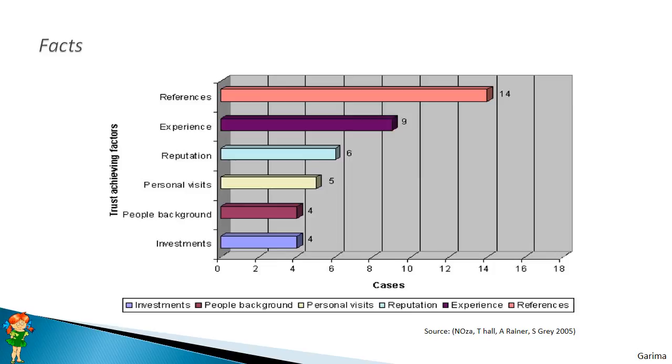As shown in the graph, the highest priority is given to references by all the clients. The vendor gets the contract only if they have a strong reference. However, people background and investments are at the lower level of just 4. Moreover, experience is considered equally important as references, as shown in the graph. Also, reputation and personal visits are at an average level. All this data is from an empirical investigation done for software companies. Out of 18 cases, reference is the highest priority. As you have seen, these are the trust achieving factors.